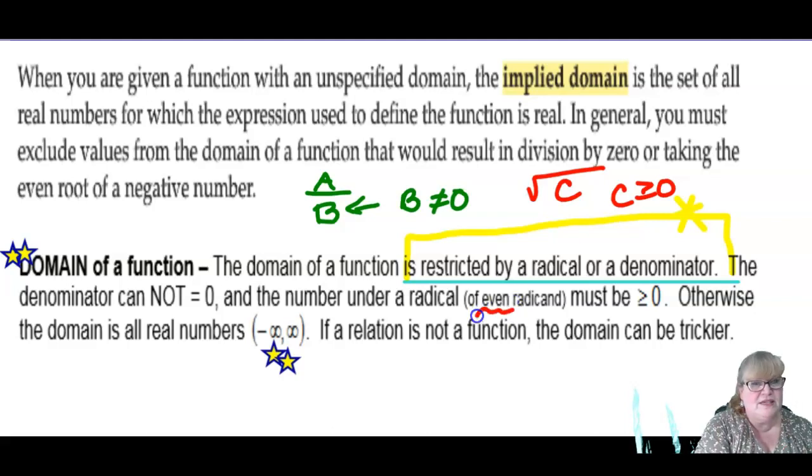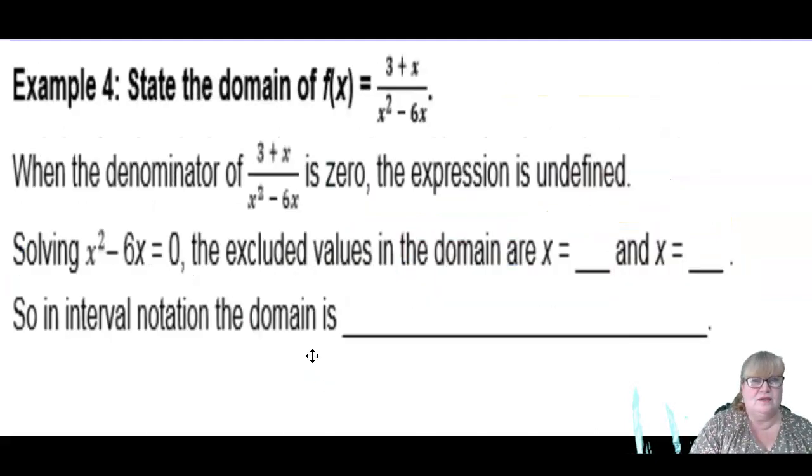And that's why it says even radicand. If this was a degree 2 or a degree 4, then we would have to deal with this. If it was a degree 3, it would be all real numbers. Okay, because like the cube root of -8 is -2. -2 times -2 times -2 is -8. So you can do negatives with a degree 3 radicand. All right, anything else and you have all real numbers.